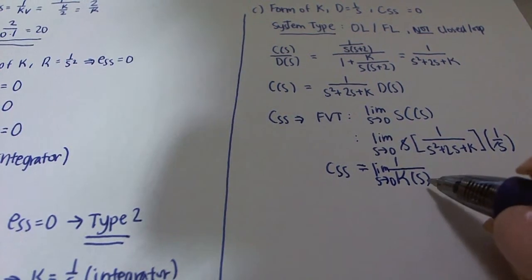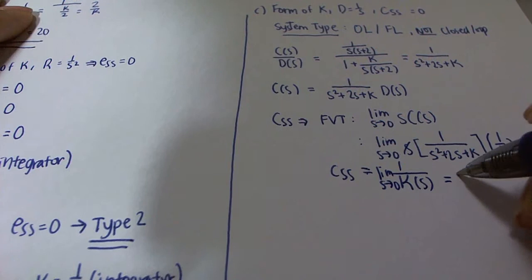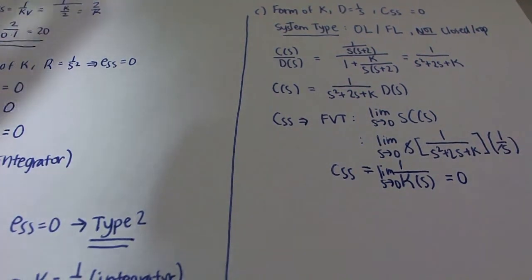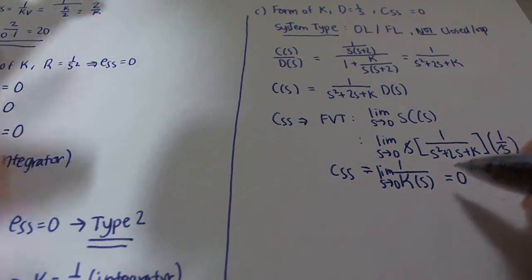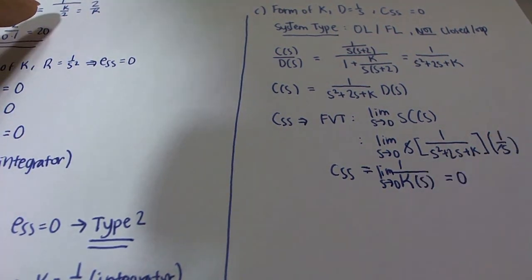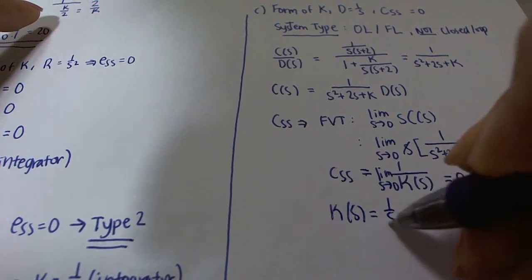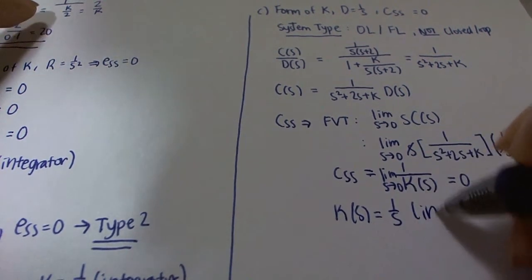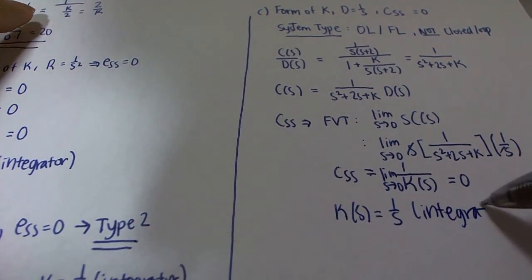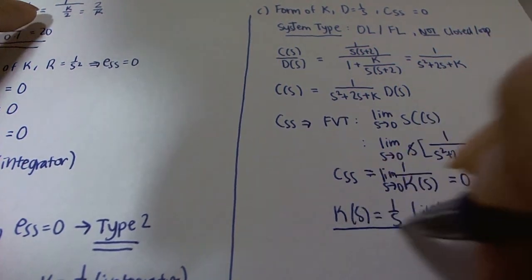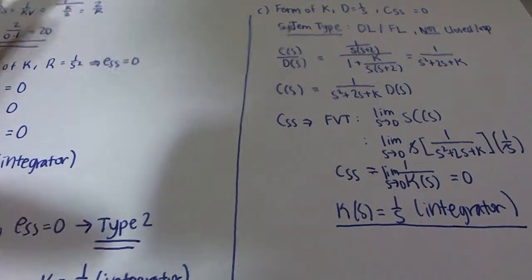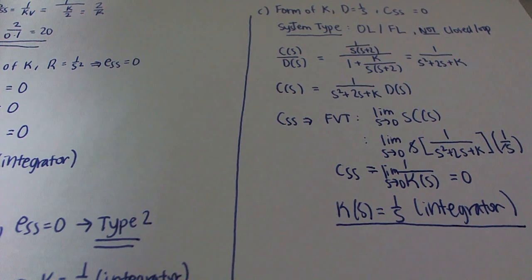And in order for us to have Css equal to 0, which is what we want, that the system output corresponding to the disturbance equals 0, we need to have an s term at the numerator so that we get a 0 over here. So K(s) has to be an integrator as well. So basically that is problem 3 of tutorial 6.